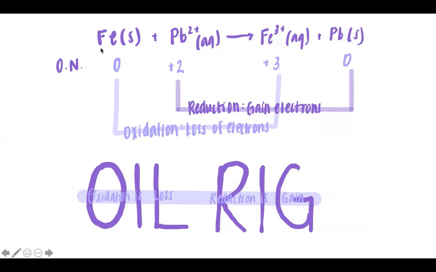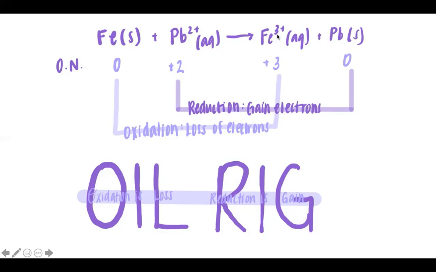So going through the oxidation numbers quickly, iron is just a single element, so it's 0. Lead has an ion charge, so that's +2. Now iron has an ion charge, so it's +3. And now lead is just a single element, so it's 0. So you can see that iron is the one losing the electrons as it gets a positive charge.